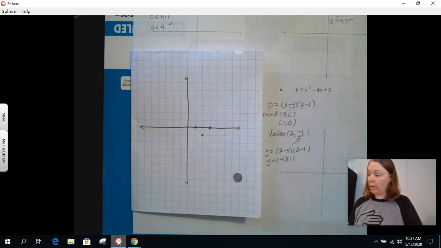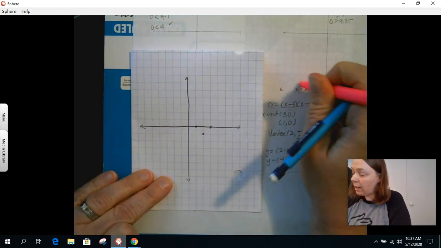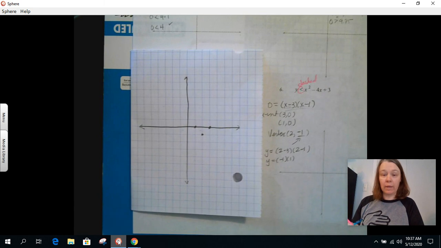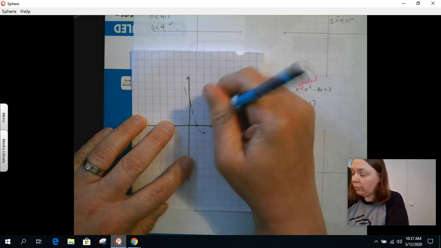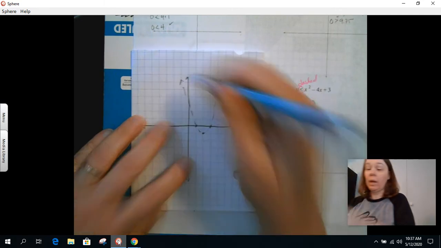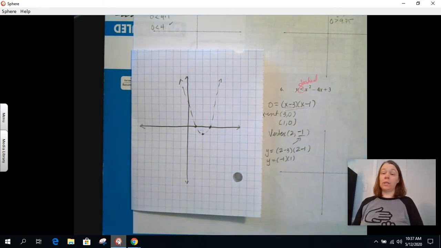This is how we're going to graph this. This is going to be dashed. I'm really proud of myself. I think I didn't screw that up, hopefully. Here's my dashed curve. And then for the shading, I'm going to think again.